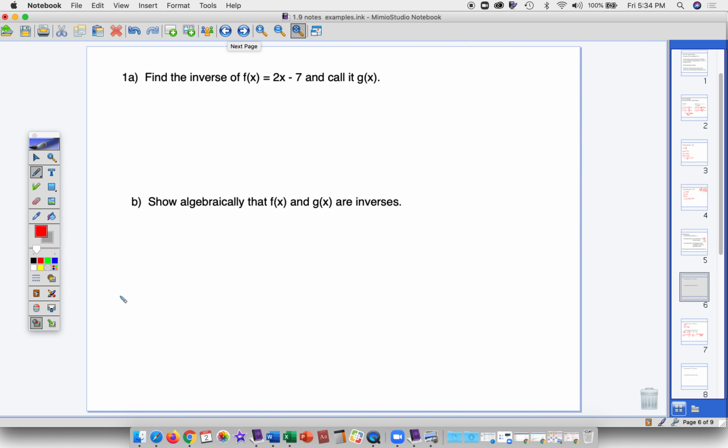So find the inverse of f of x equal to 2x minus 7 and call it g of x. And then show algebraically that f of x and g of x are inverses. So again, this means to find f of g of x and g of f of x. So I want you to pause the video, go ahead and find the inverse of f, call it g, and then calculate both compositions. When you're done, come back and we'll compare solutions.